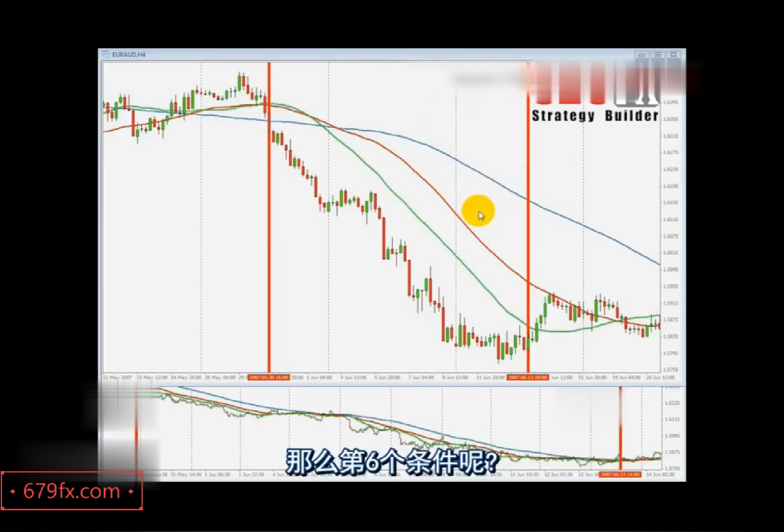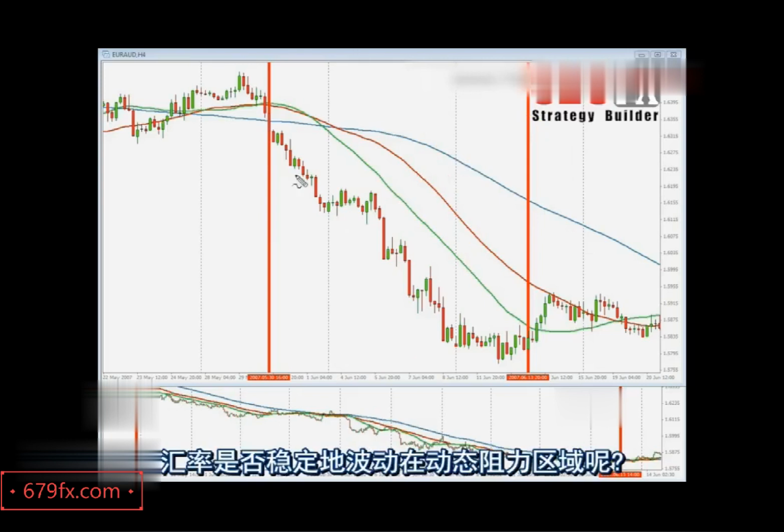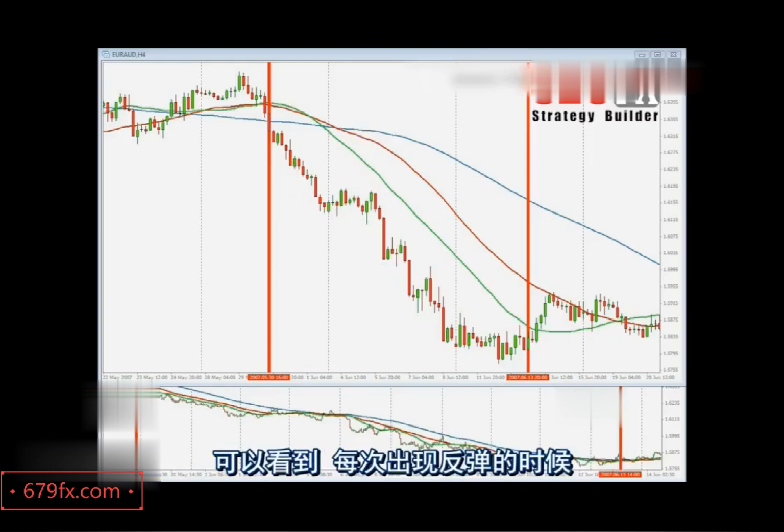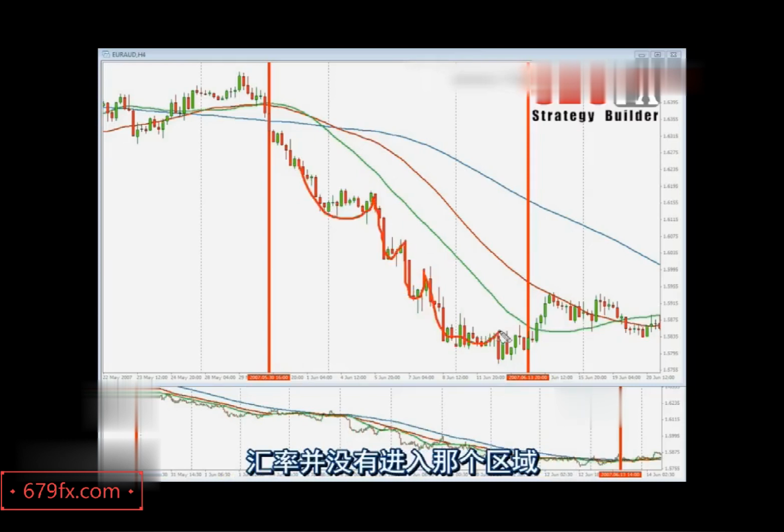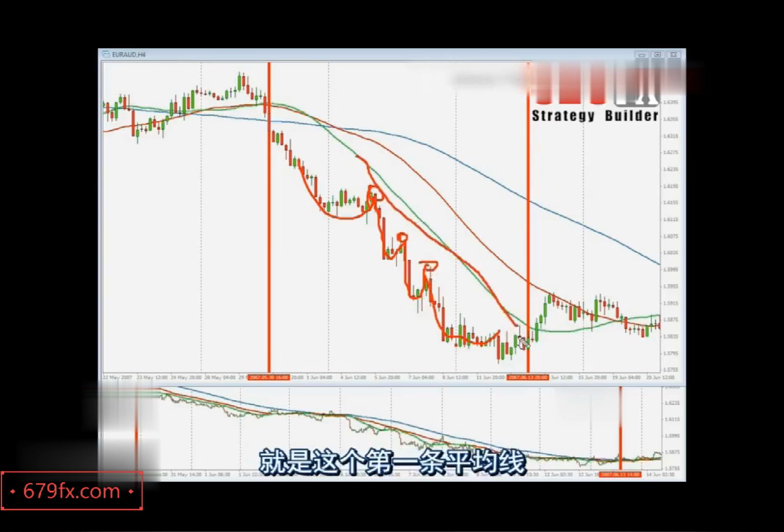Now, what about the sixth condition, having price swinging off the dynamic area of support and resistance? Well, as we can see, every time we have a pullback, price falls shy of the dynamic area of resistance. It doesn't quite reach that area. It doesn't even quite reach the 30 simple moving average, which is the first moving average of all.